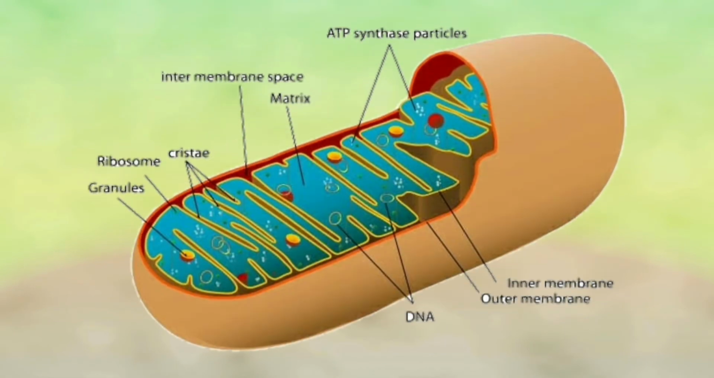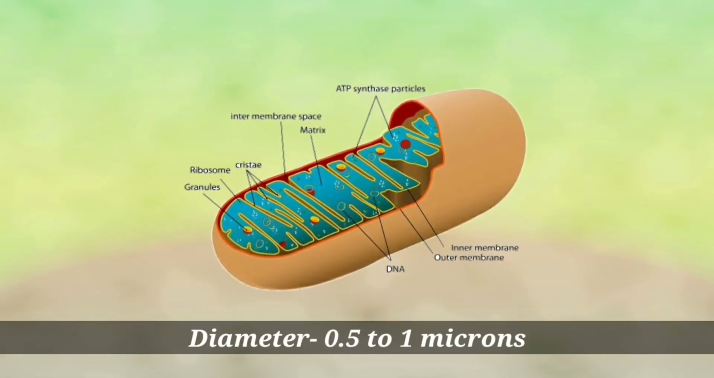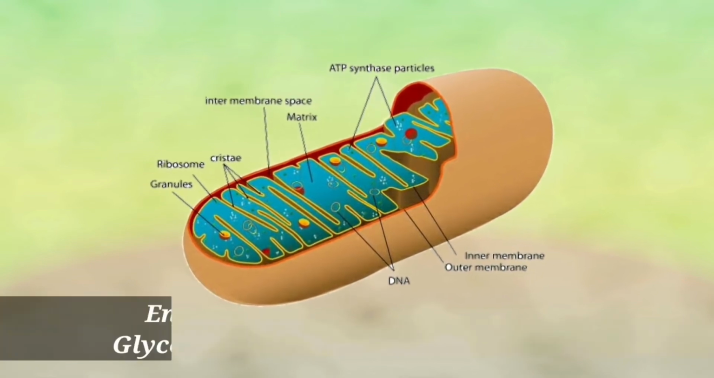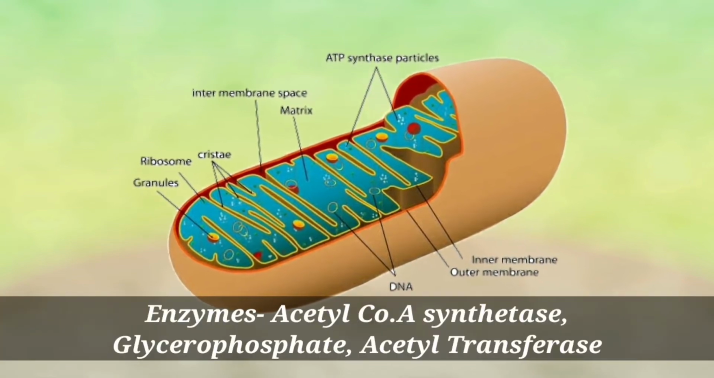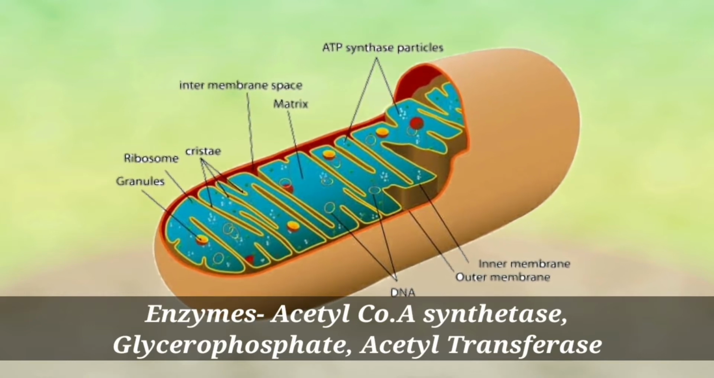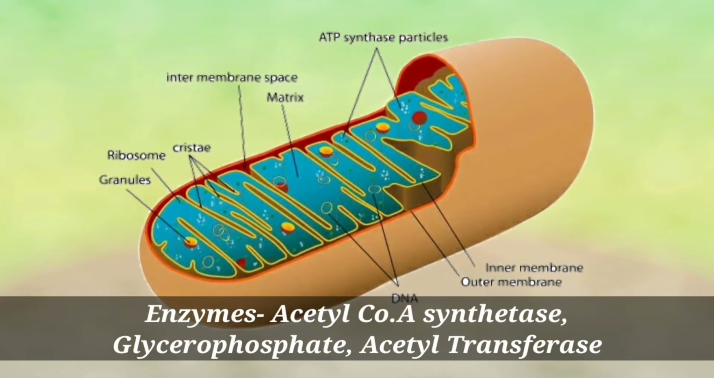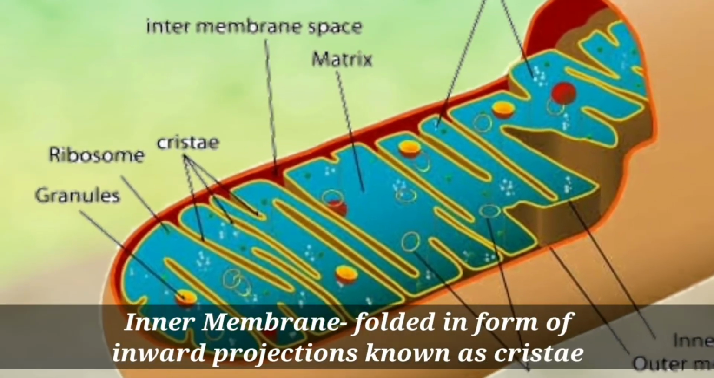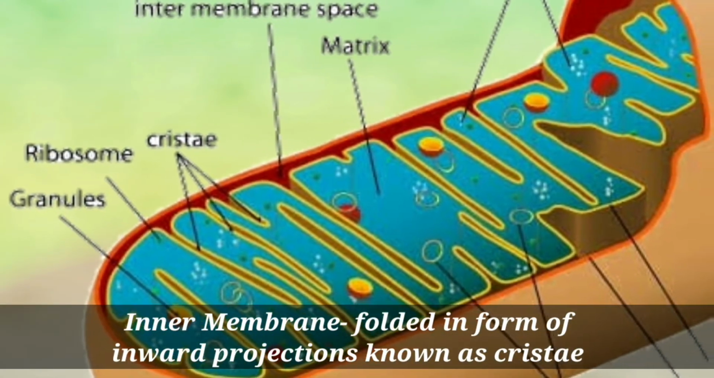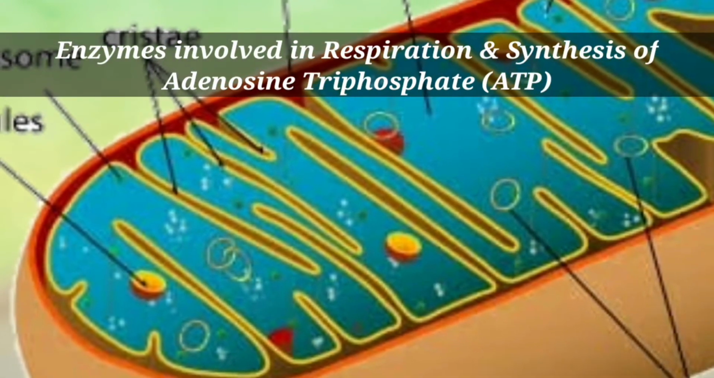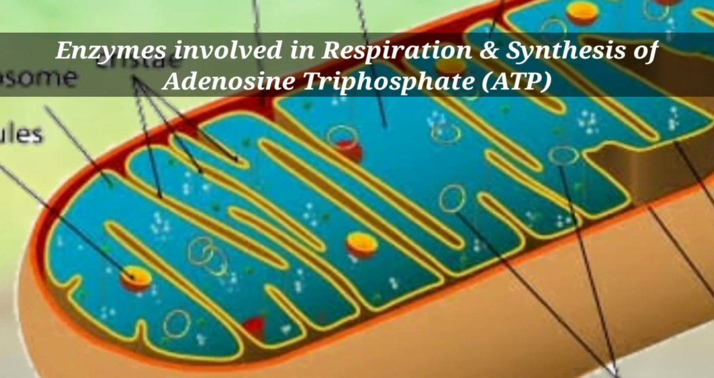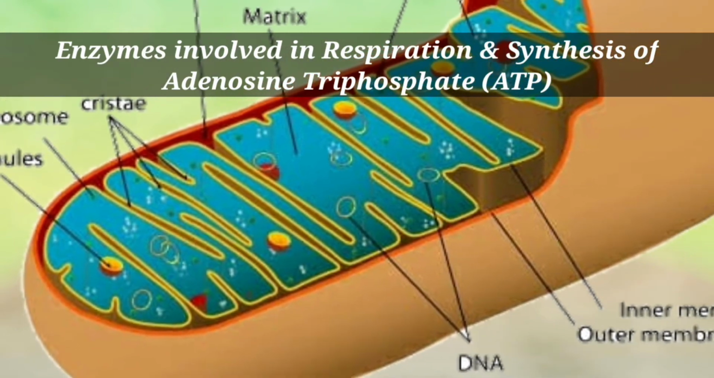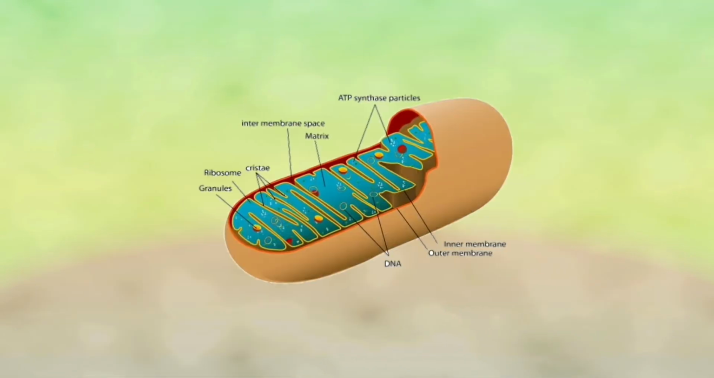Now we will see mitochondria. Mitochondria contains outer and inner membranes. Outer membrane is smooth and contains enzymes like acetyl coenzyme A synthetase, glycerophosphate, acetyl transferase. Inner membrane is folded in the form of inward projections known as cristae, which contains many enzymes which are involved in respiration and synthesis of adenosine triphosphate. These enzymes are known as respiratory chain.